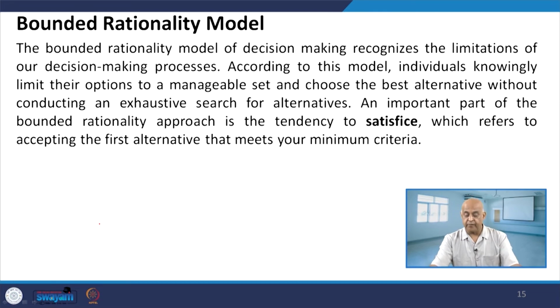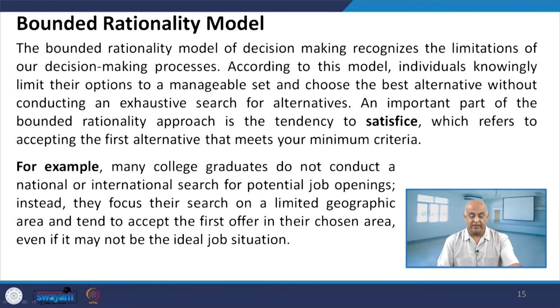An important part of this bounded rationality approach is the tendency to satisfice, which refers to accepting the first alternative that meets your minimum criteria. And therefore, irrespective of what your source is, it is the selection of the solution that will be satisfying the alternatives that have been selected.